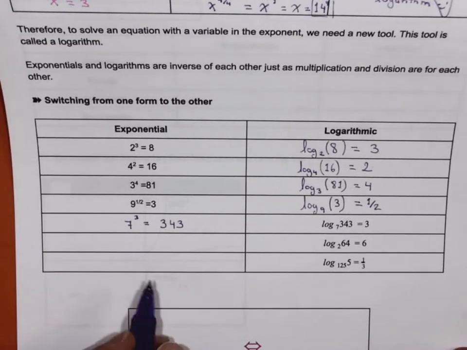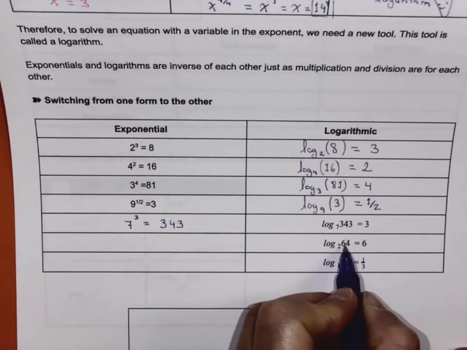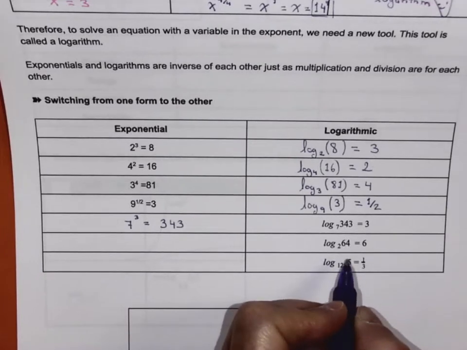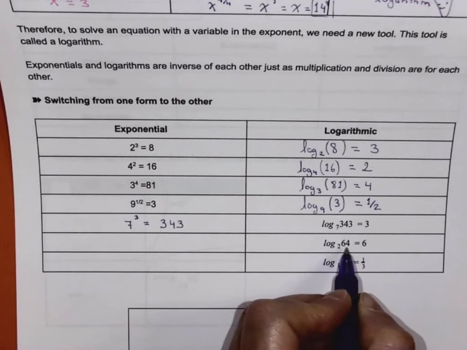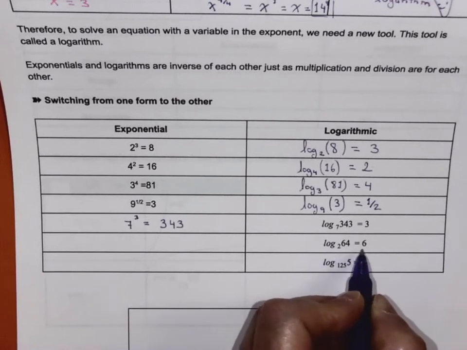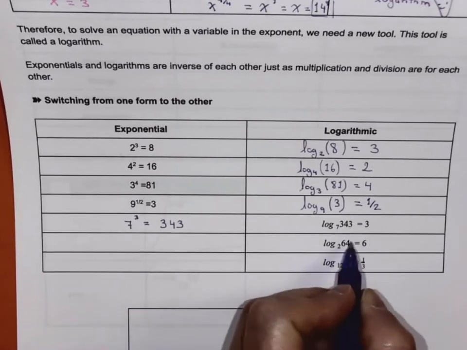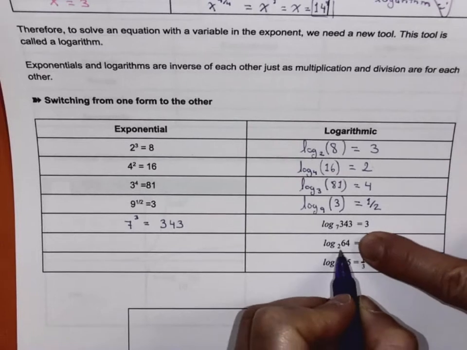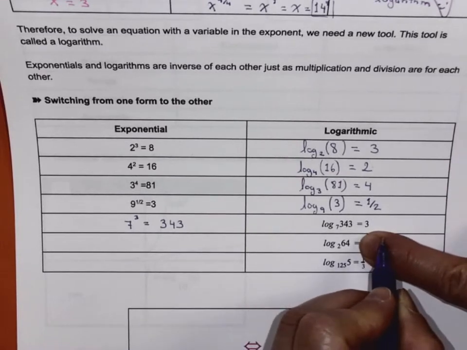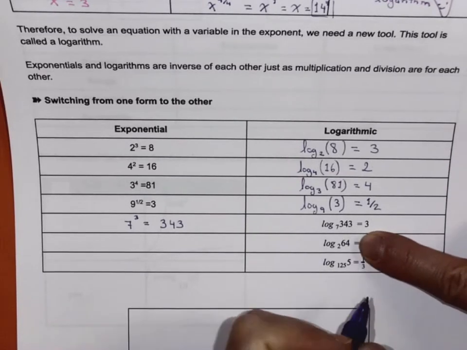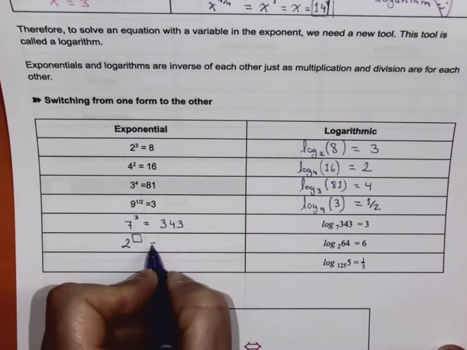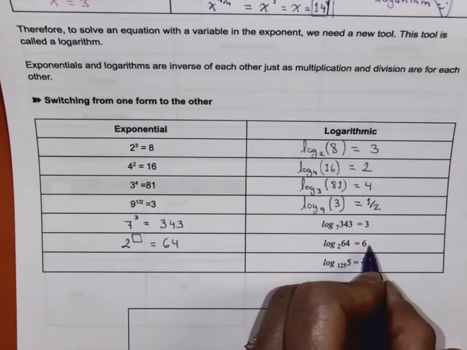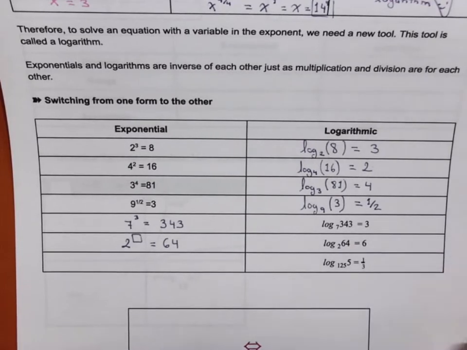Log base 2 of 64. And listen how I read that, right? Log base 2 of 64 equals 6. So the question this is asking me is, 2 to what power gives me 64? 2 to what power gives me 64? And that power right there will be 6.